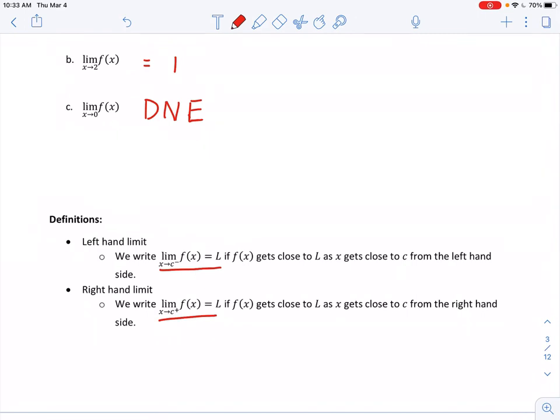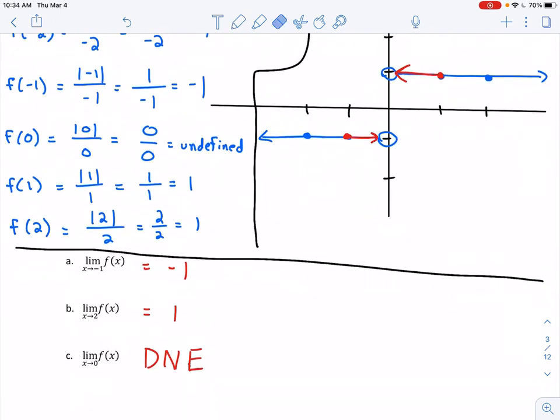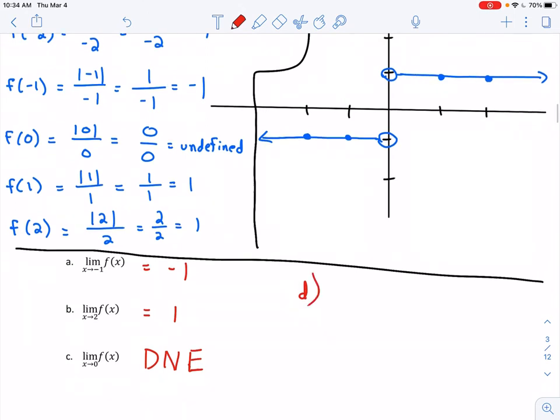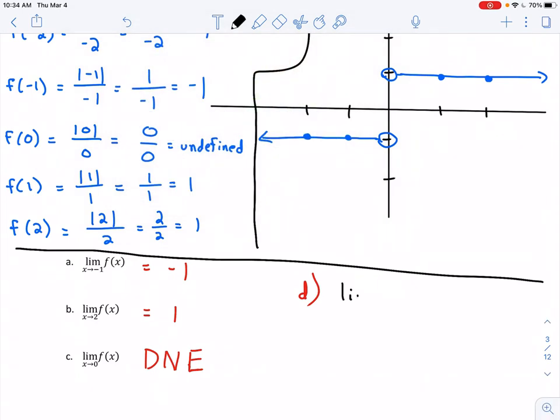So I want to use these two new definitions. I want to evaluate the left and the right-hand limit at 0. So let's go back and look at our function here. Let me clean this up just a little bit. Let me erase that. So for part D, let's start with the left-hand limit. And let me change my color up here. Let's look at the limit as x approaches 0 from the left-hand side of our function f of x.